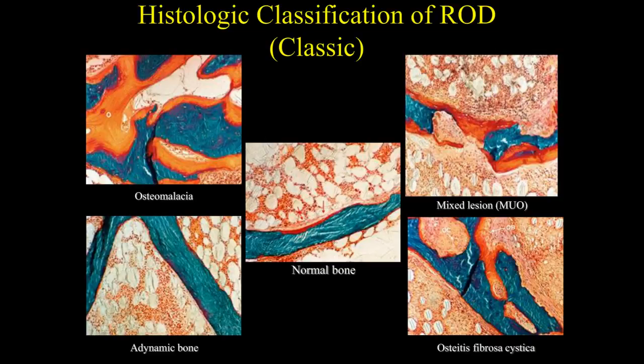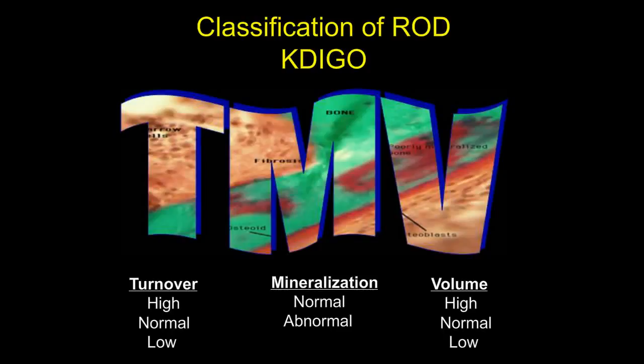In the lower left is the adynamic bone, similar to the patient I showed you, where there's absolutely no bone cell activity and very little osteoid. In the lower right-hand corner is that of osteitis fibrosa cystica, which is the classic lesion of hyperparathyroidism. You see a lot of bone resorption going on, as well as osteoid being laid down, and above that is something we've termed mixed uremic osteodystrophy, or a mixed lesion, where you have both osteomalacia, or lack of mineralization, as well as high turnover bone disease.